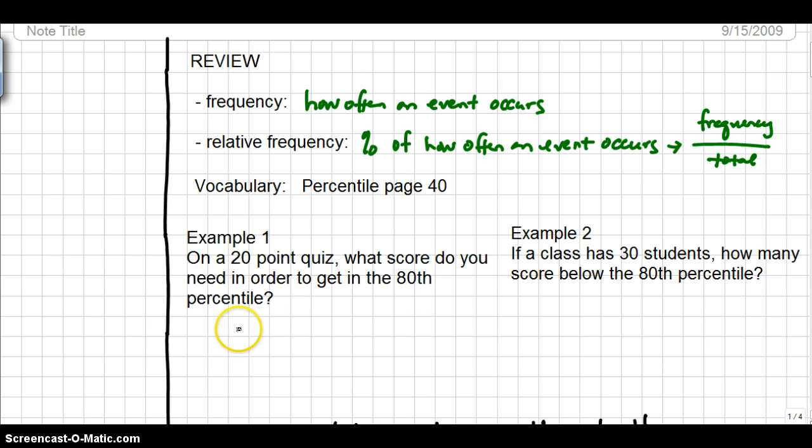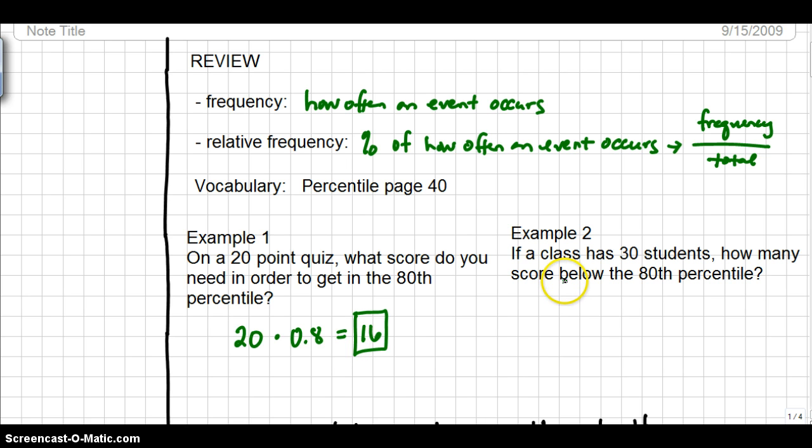So you're just going to take the number of points and multiply it by the percentile as a decimal. So think about that percentile like a percent. If you change it to a decimal, it would be 0.8. When you multiply those together, you get 16. So if you want to be in the 80th percentile for your score, you'd want to get at least a 16. Typically a percentile is going to mean that number or less. So if you get a 16 out of 20, that means in theory you would have beat out 80 other people who took the quiz.